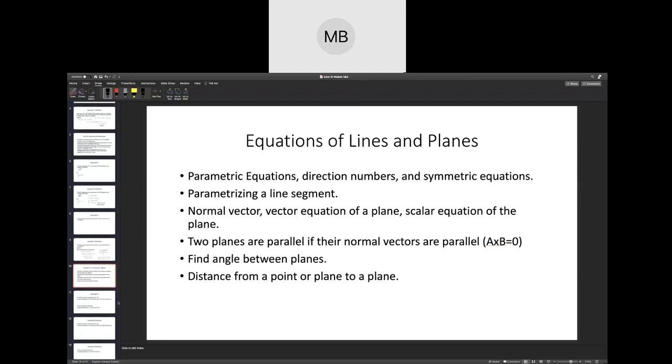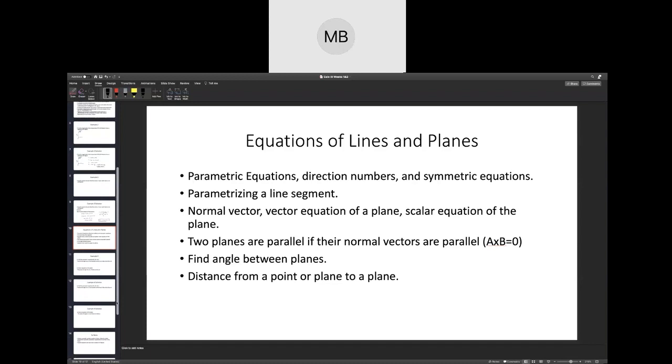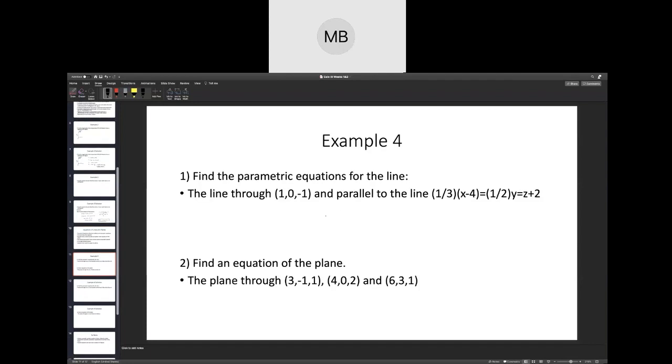Let's look at a couple of examples. So first example, find the parametric equations for this line. This line goes through 1, 0, negative 1, and is parallel to this line. Let's tackle that first, and we'll tackle number 2 in a second.